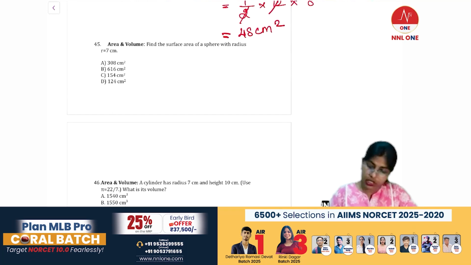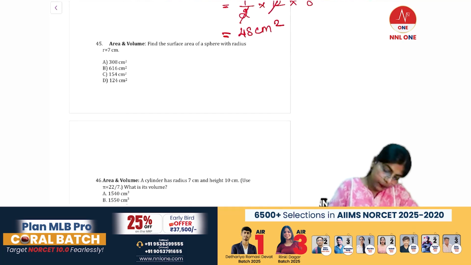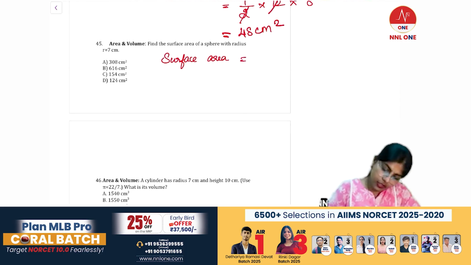Next, 45 question. Find the surface area of sphere. What is the surface area of sphere? Only when you get to know the formulas, you can approach these problems in a very easy manner. Simply, you can evaluate or substitute the values and you can find out the answer. What is the surface area? It is 4 pi r square.